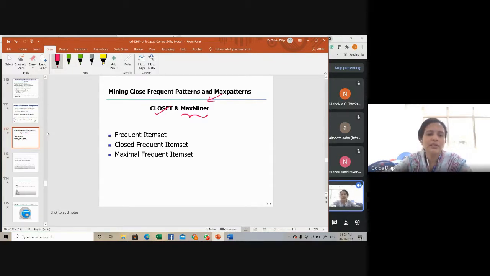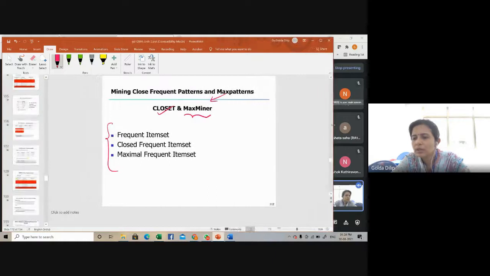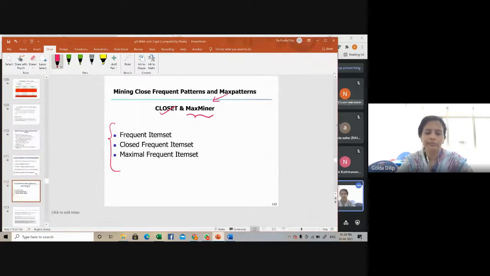So let's try to understand what these terminologies are. How many have joined right now? 36. Only 36 students have joined.